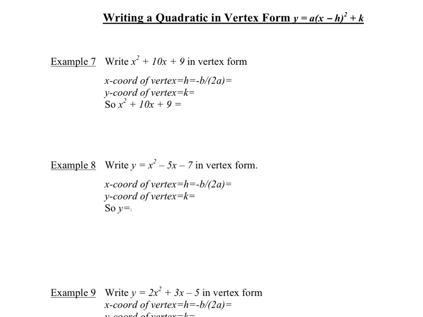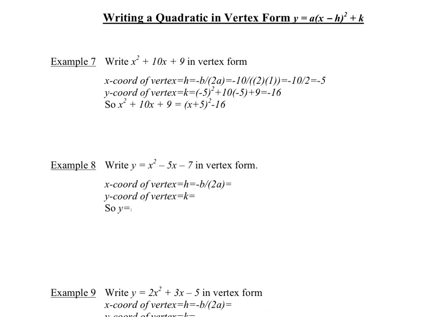The x-coordinate of the vertex, we get by doing negative b over 2a. So we know a is 1, b is 10. We can plug them in here, and what we get if we do that is negative 5. You can then take your negative 5, put it back in here and here. When you do that, you should get negative 16. So all in all, this x squared plus 10x plus 9 is equal to x plus 5 squared minus 16.